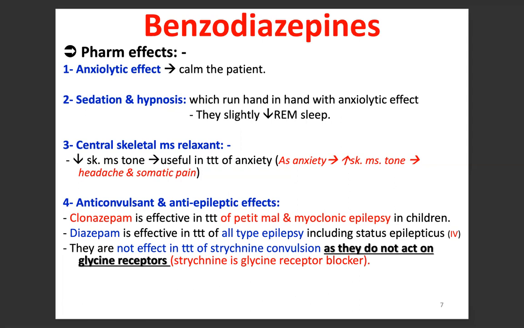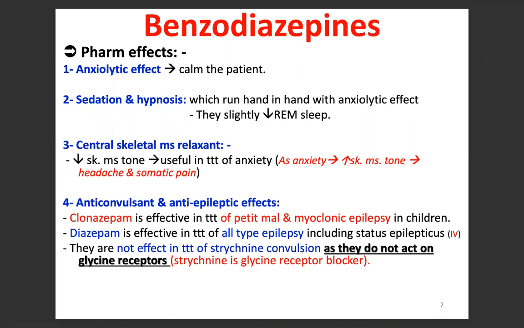Central skeletal muscle relaxation: it also relaxes the skeletal muscle, because if the benzodiazepines sedate the patients, the skeletal muscles are also relaxed. And as we know, in anxiety the skeletal muscle tone is increased. There is also headache and somatic pain. So it will decrease the skeletal muscle tone and is useful in the treatment of anxiety.